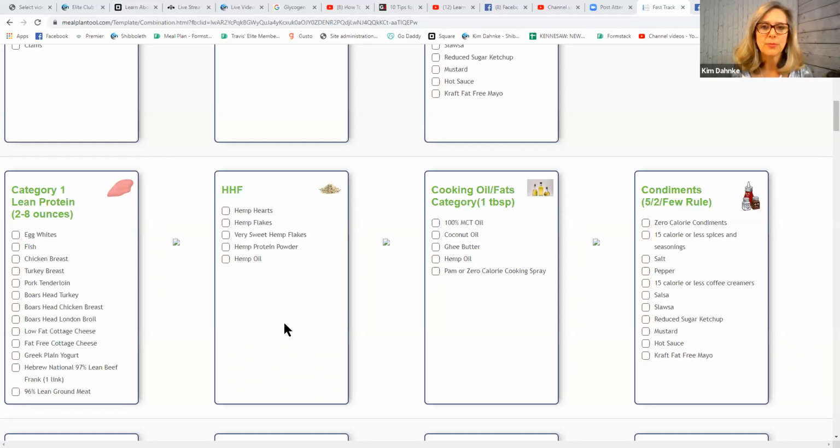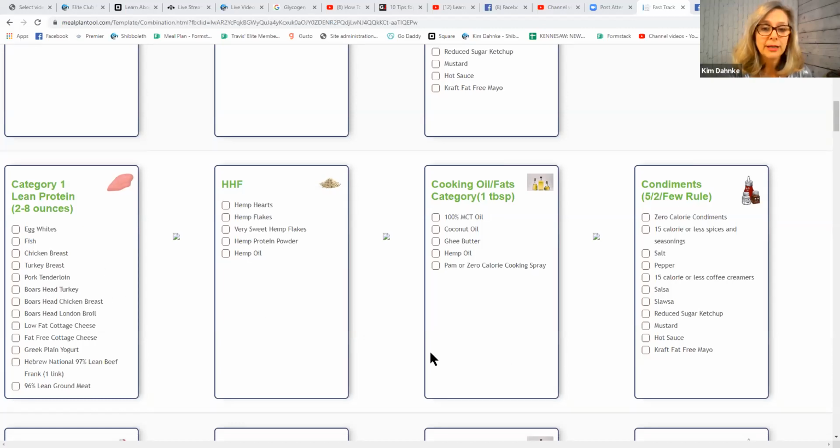What are you trying to accomplish? What are you trying to achieve? Have you got 50 pounds to lose, or do you have just a few pounds to lose? Because that will affect how you want to do things as well. All right, so what this row right here is saying is category 1 with your hemp products.